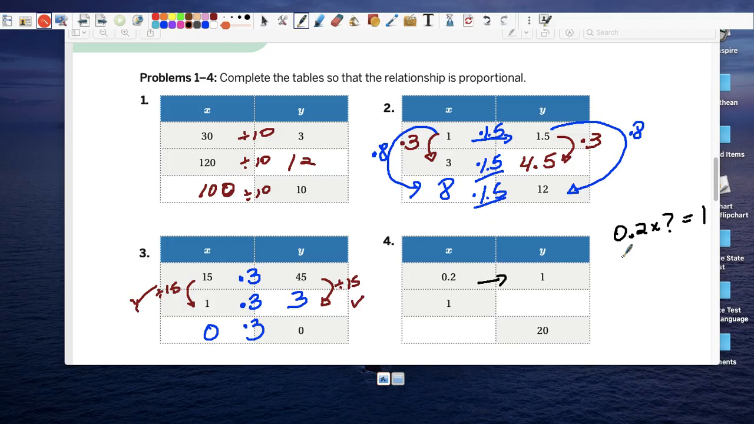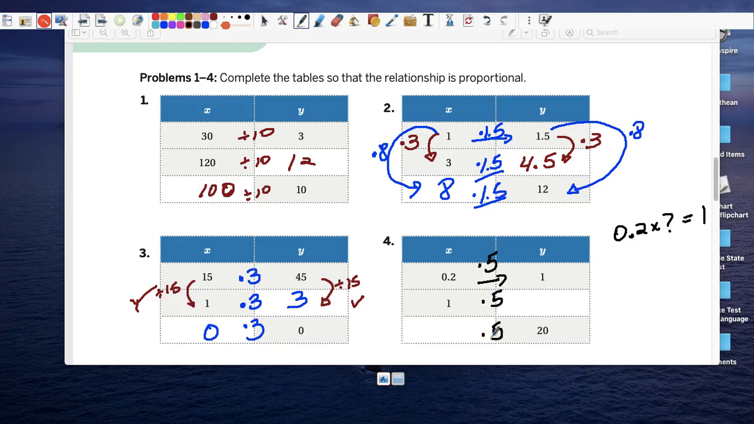Think about money. You have 20 cents. What can I multiply 20 cents by to get $1? Think about that. So it's 0.2 times 5. I hope you got that. Times 5 equals 1. So now that I know that, it's going to be times 5.